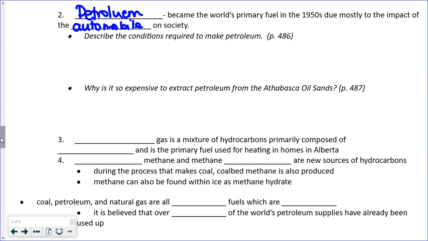Another fuel is natural gas. So what's used to heat your homes. Natural gas is a mixture of hydrocarbons primarily composed of methane. And so again, that's CH4. And it's the primary fuel for heating homes in Alberta. There's something called coal bed methane. That's found trapped within layers of coal, and hydrates are new sources of hydrocarbon. Coal bed methane, I think more so in Saskatchewan actually, is a big thing that they're trying to extract safely. And something called hydrates are new sources of hydrocarbons.